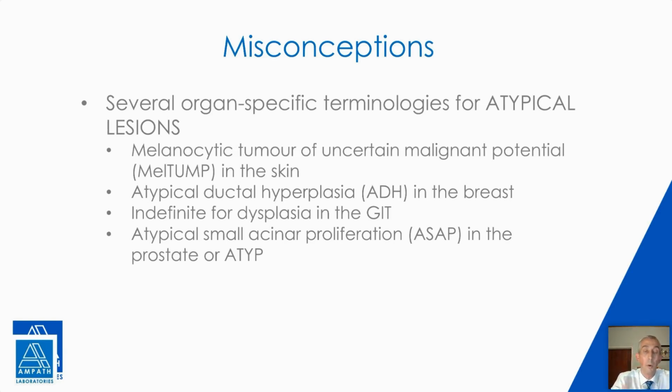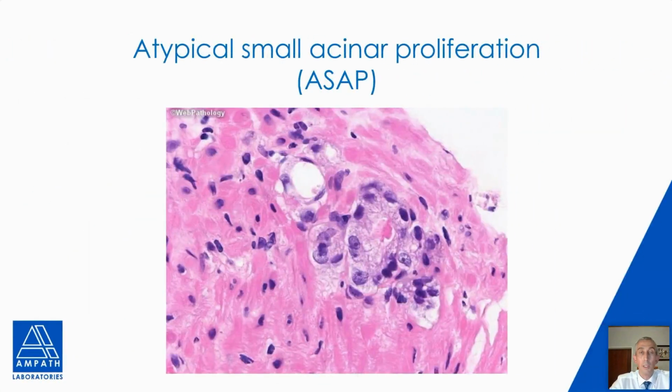And here I would just like to illustrate an example of a prostate needle core biopsy with a few unusual or atypical glands. The nuclei are slightly enlarged and they have nucleoli, but there are just not enough glands to call this cancer. At the same time, the glands are worrisome, so one cannot ignore them. Therefore, we use the term atypical small acinar proliferation.